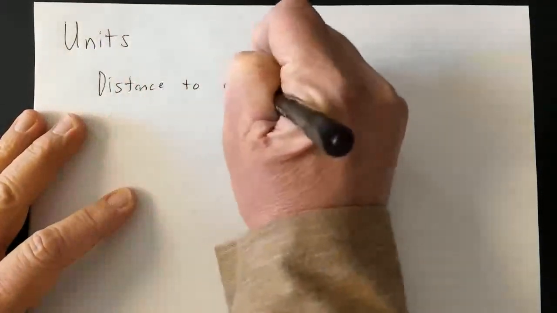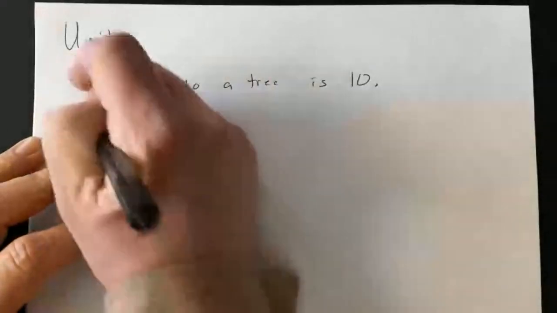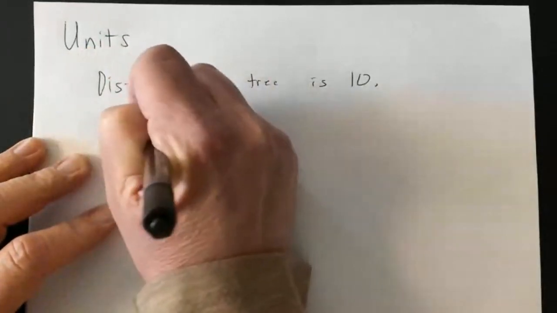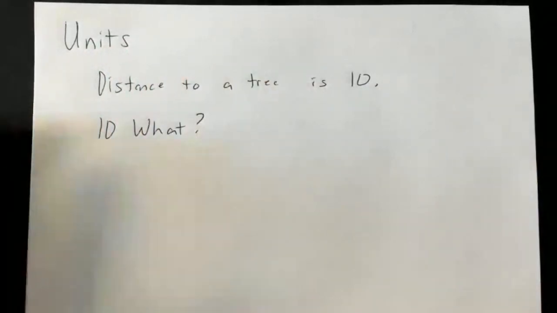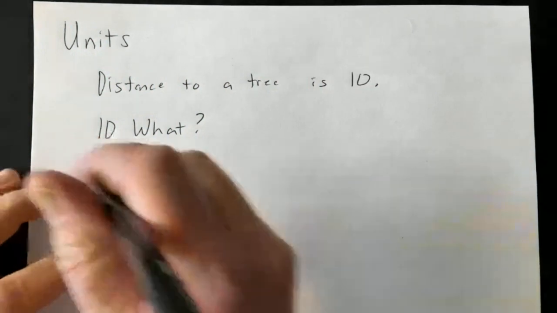Let's say I said the distance of something is 10, and you can immediately see the problem with just that statement. The distance to a tree is 10. And the next question should be 10 what? Okay, 10 miles, 10 feet, 10 meters. So you need some kind of descriptor, right? You need some kind of descriptor.